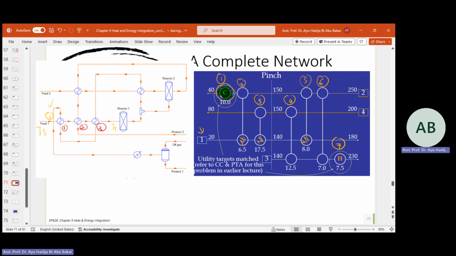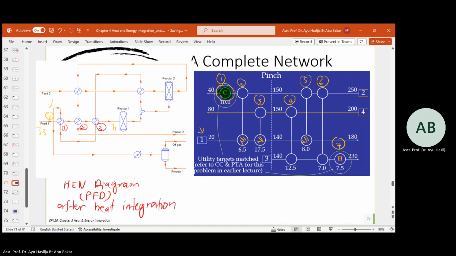Okay, so you go back, you relate back with the diagram, the complete heat exchanger network diagram. This one is the after integration, after heat integration. So your after heat integration PFD should look like this, involving the heat exchanger.